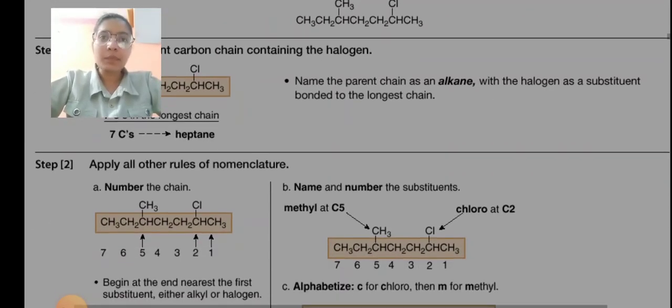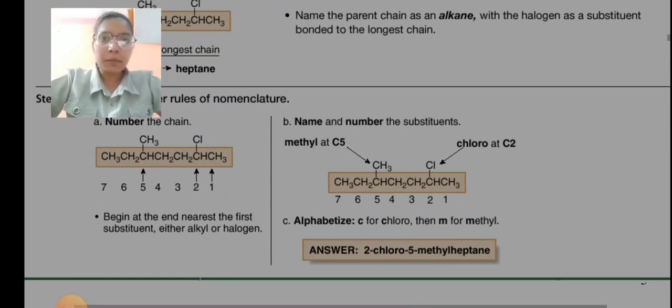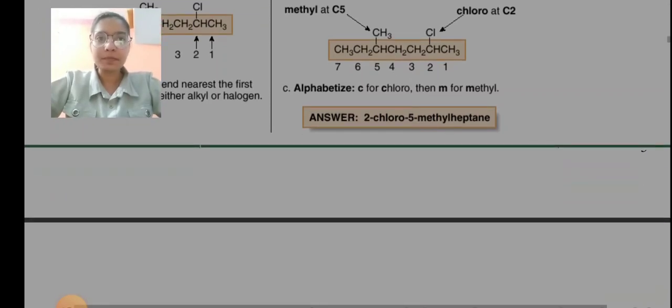Next step, apply all other rules of nomenclature. A. Begin at the end nearest the first substituent, either alkyl or halogen. B. Name and number the substituents, like methyl at C5, chloro at C2. C. Alphabetize: C for chloro, then M for methyl. So the answer is 2-chloro-5-methylheptane.